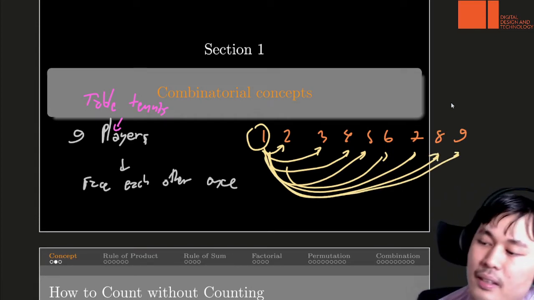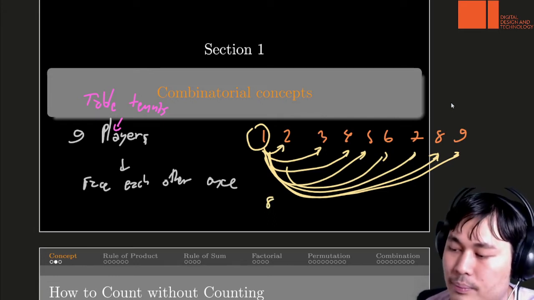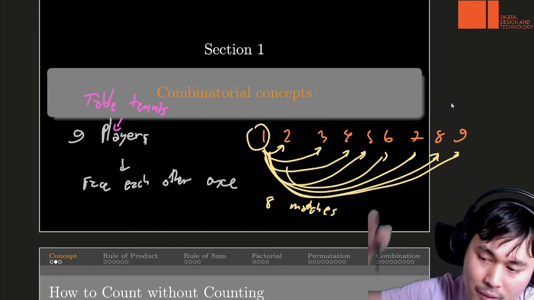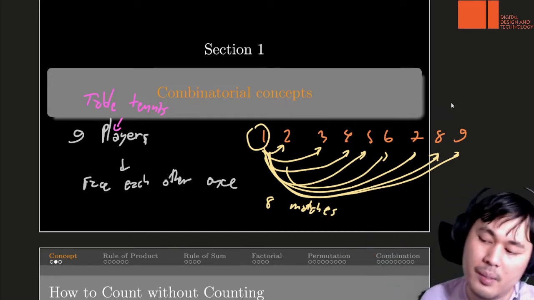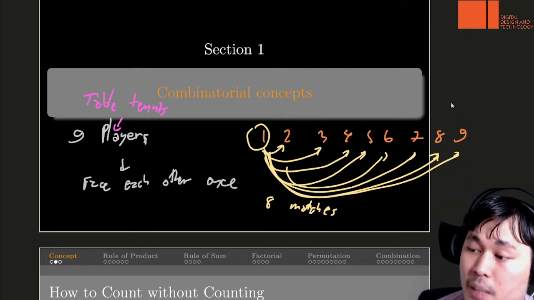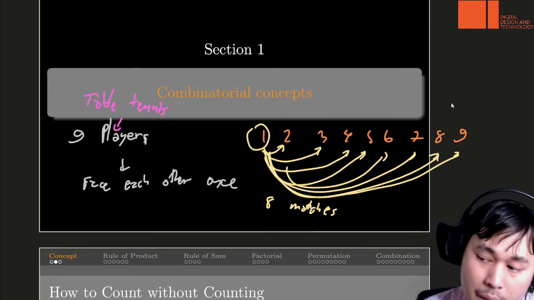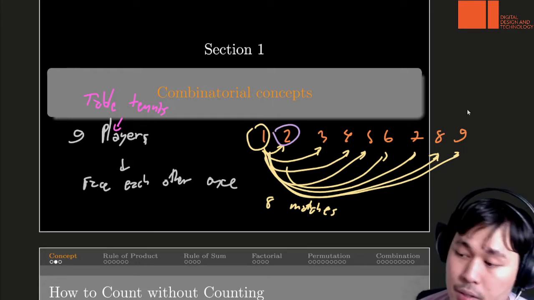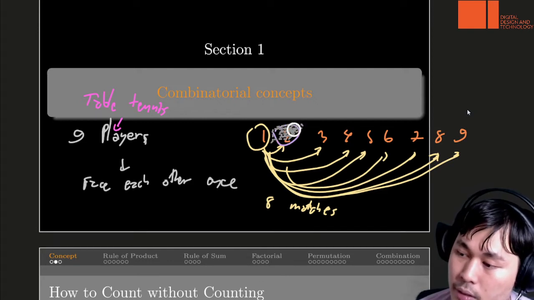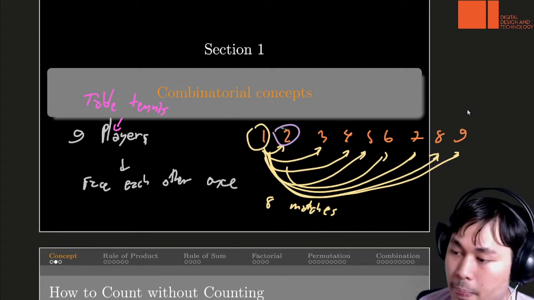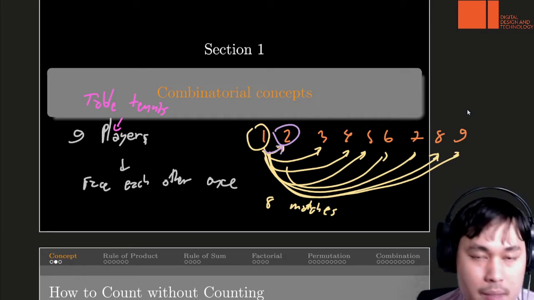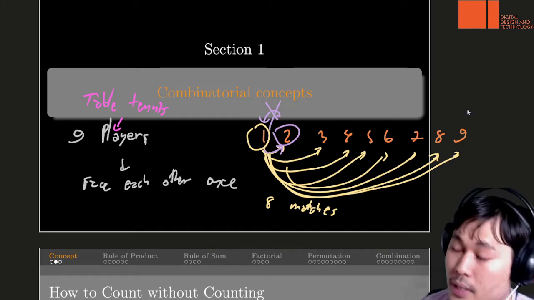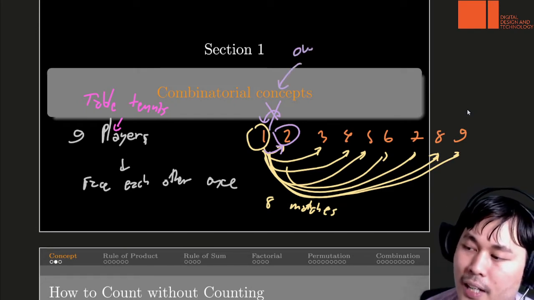How many matches are there? 1, 2, 3, 4, 5, 6, 7, 8 matches. So at some point during this tournament, we must have 8 matches for player number 1. And then we have to repeat the same thing for every other player. For player 2, that player needs to face player 1, but since that match was already accounted for, we don't have to count it again. This is something we call the overcount.